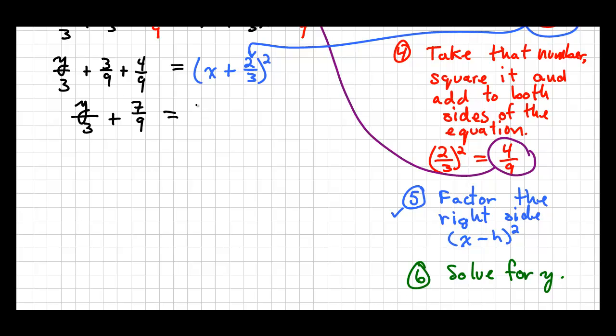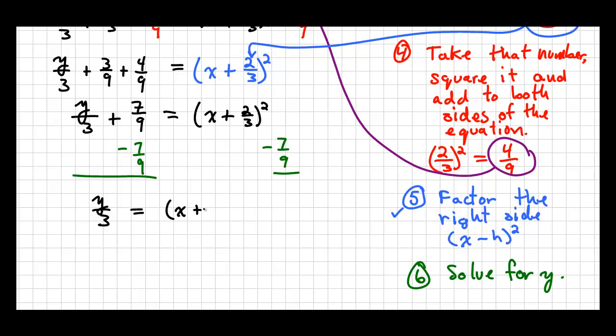So we get y/3 plus 7/9 equals x plus 2/3 quantity squared. Let's subtract 7/9 from both sides, right? We're trying to get that y by itself, so I'm going to subtract the 7/9 from both sides of the equation. And on the left side, we're going to get y/3 equals, and then we're going to get the quantity x plus 2/3 squared minus 7/9.